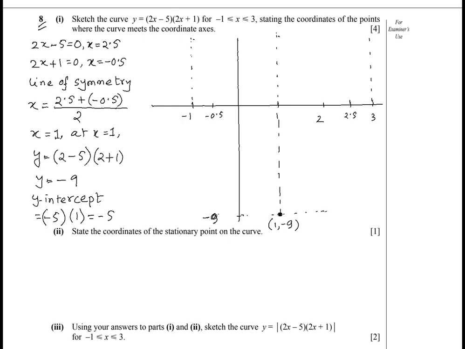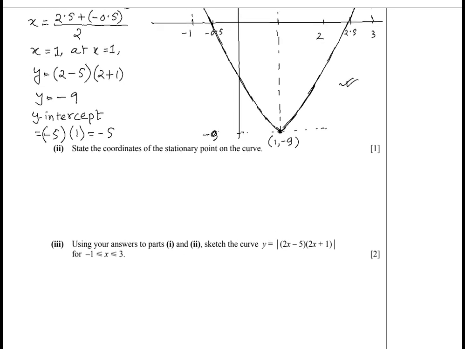So let me start sketching from x equals minus 1. The curve will go through minus 0.5 on the x-axis, minus 5 on the y-axis, then it will come down to the point (1, minus 9). Here it will turn and start moving upwards, will go through the point 2.5 on the x-axis and will touch the x equals 3 line. So we have roughly sketched the given curve. So the first part of the question is done.